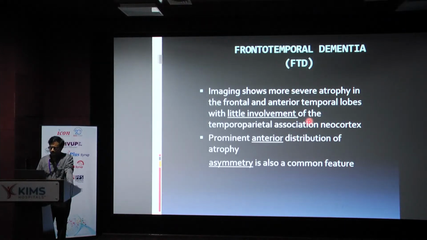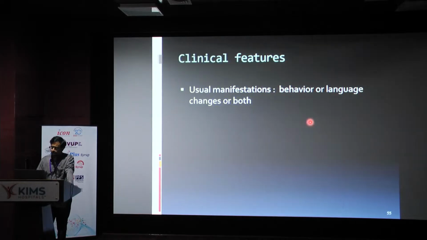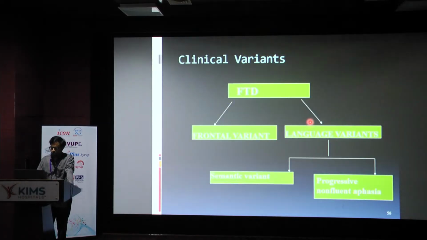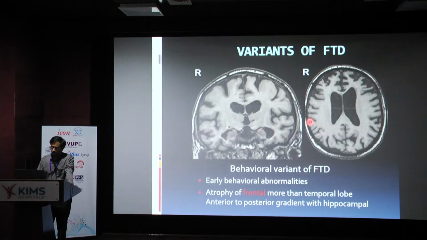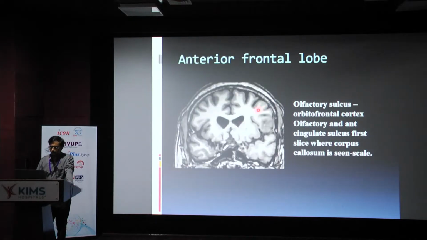Then coming to the other types of dementia, where we see a preferential involvement of one lobe, and also within the lobe there will be an anterior to posterior distribution, and then there is an asymmetry. These are the 3 points we look at: which lobe is getting atrophied more, where within the lobe, and whether there is symmetric or asymmetrical involvement. Coming to the two usual variants, one is the frontal and the second is the language variant. If you want to assess the behavioral variant, where there is a frontal sequence, two sulci.